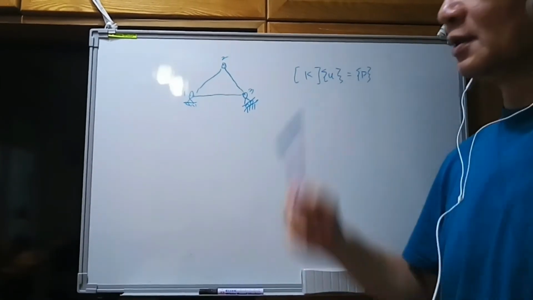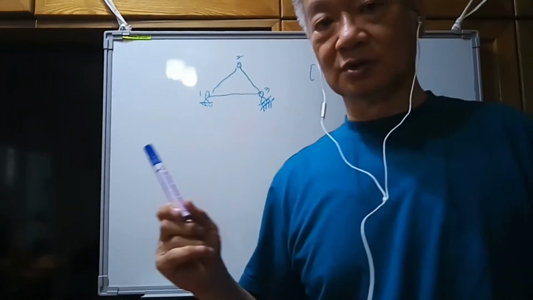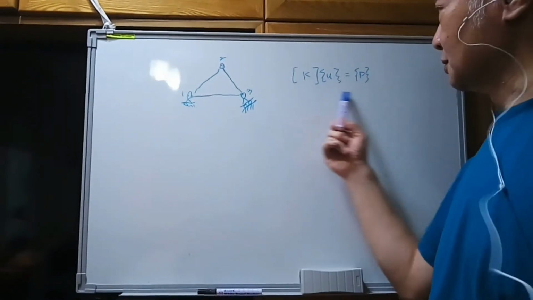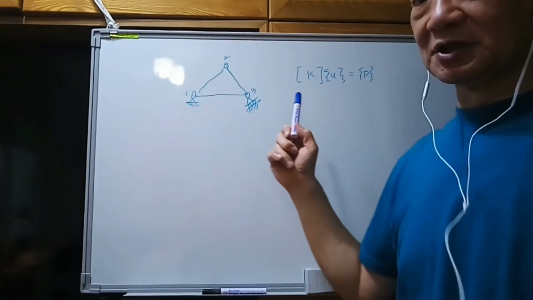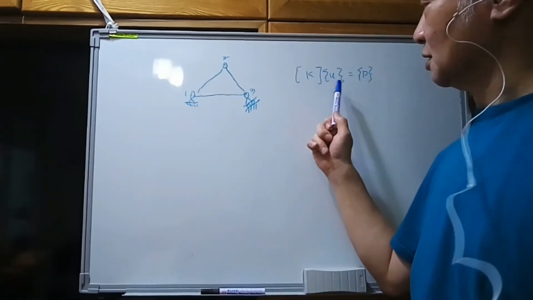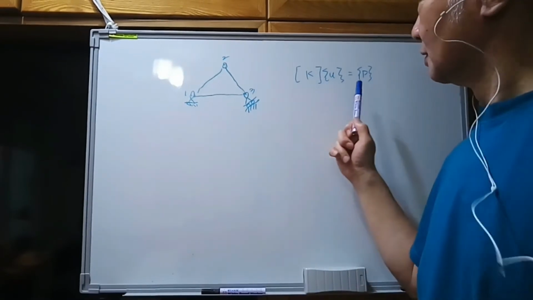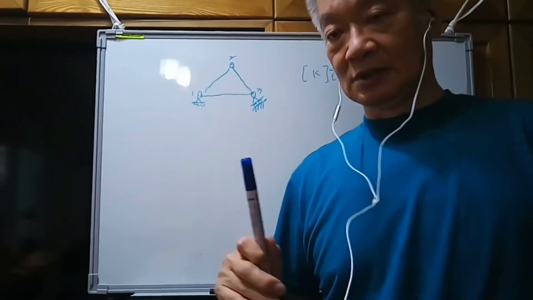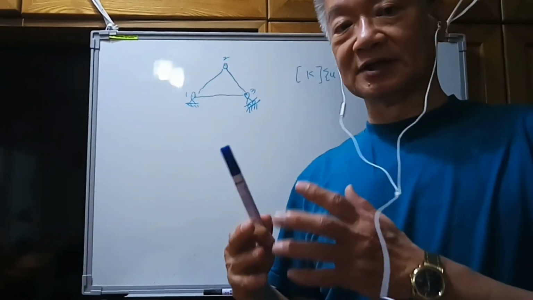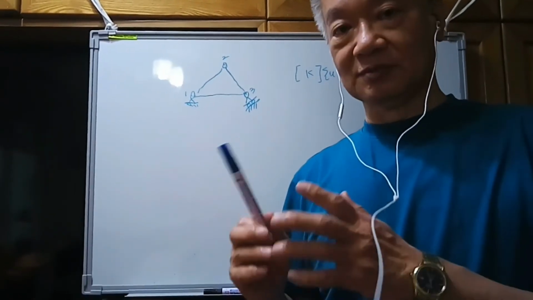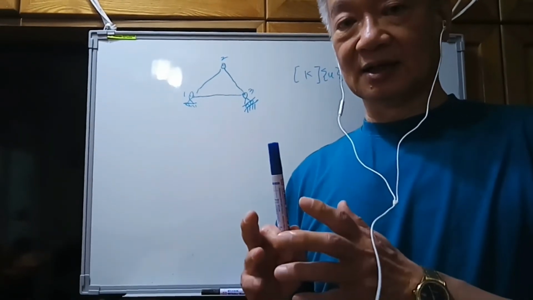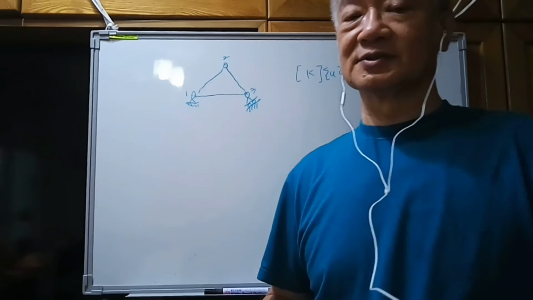We can get Ku equal to the P. And in these expressions, first it is the global K matrix, the global U vector, the global P vector, and also in these three matrices I didn't add the prime. So it means all the components, they are in the global components.